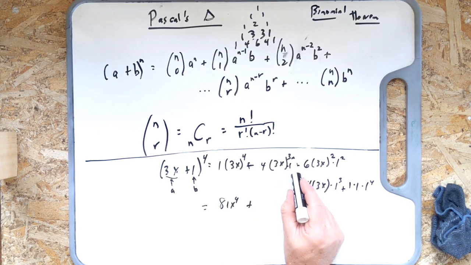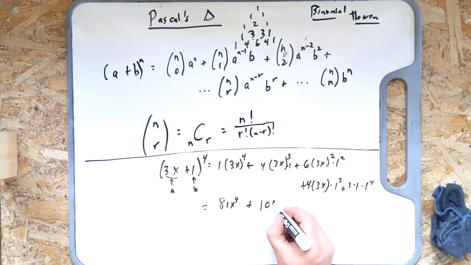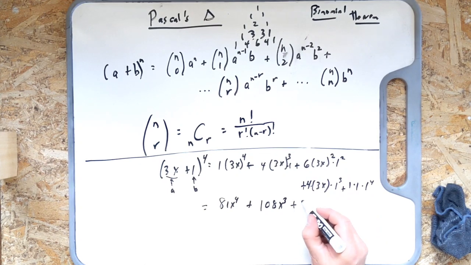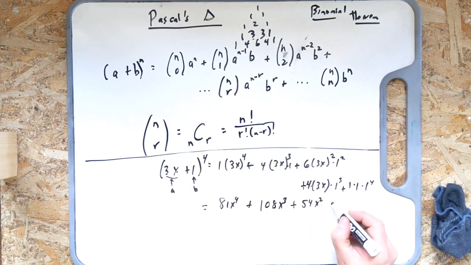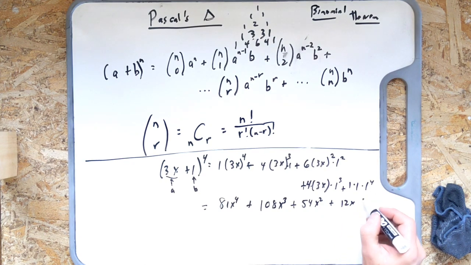The next one is 3 times 3 cubed, so 27 times 4, which is 108x cubed. The next one is 3 squared, which is 9 times 6 is 54x squared. And this is 12x. And that's all 1. And there we go. There's my series, or my binomial expansion, for 3x plus 1 to the 4th.